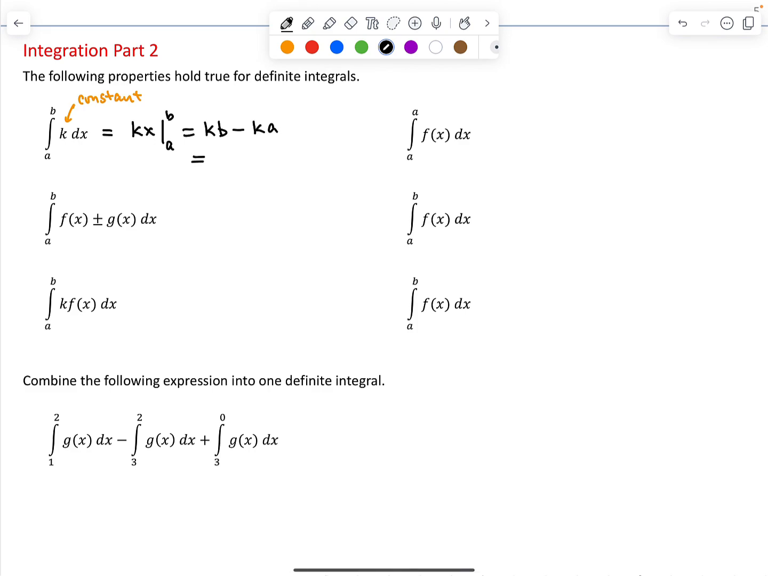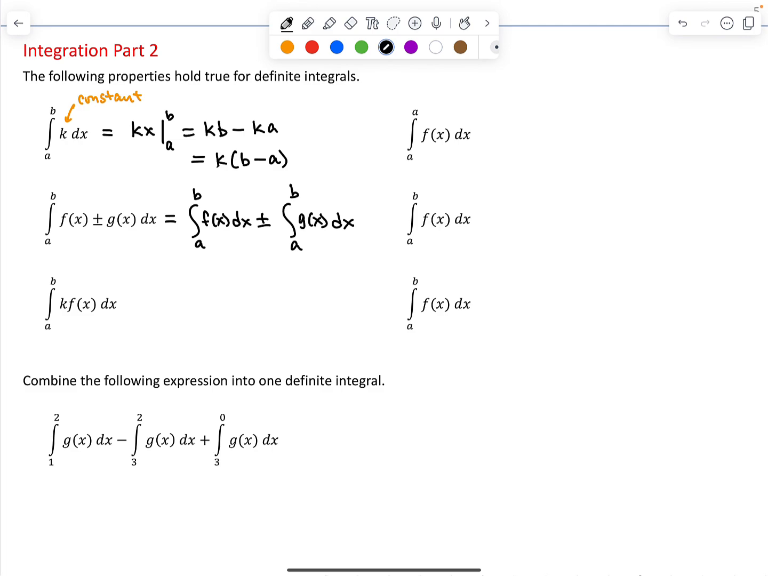Or we can factor the k out and say, integrating a constant from a to b will always be the constant times the difference b minus a. Here, a definite integral of a function plus or minus another function. You can split up the integral into two and do a definite integral of just the first function, plus or minus, whatever the sign was, a definite integral of the second function. And you can approach these integrals separately and maybe using different techniques on the different parts.